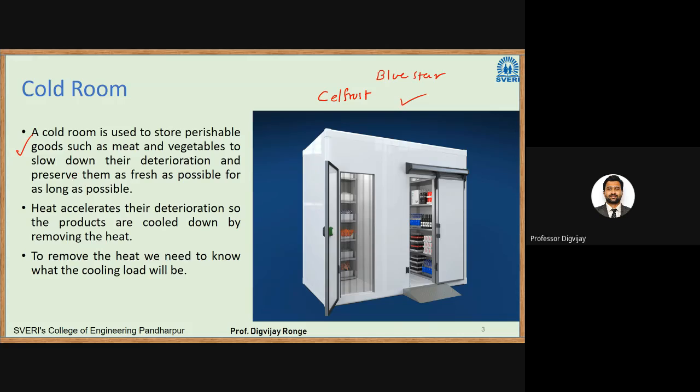So these reactions we have to slow down. In that case, we require lower temperatures. Third is to remove the heat. We need to know what the cooling loads will be. Of course, we are going to install a refrigeration system, but before that, we should be aware of how much heat we have to remove.